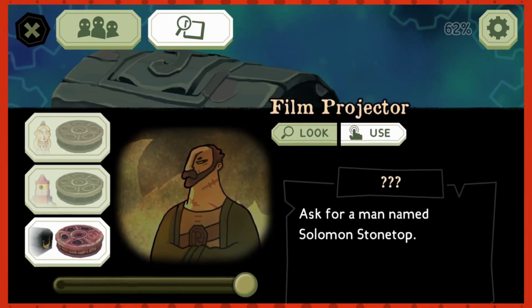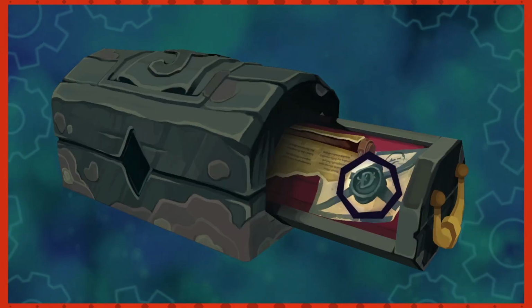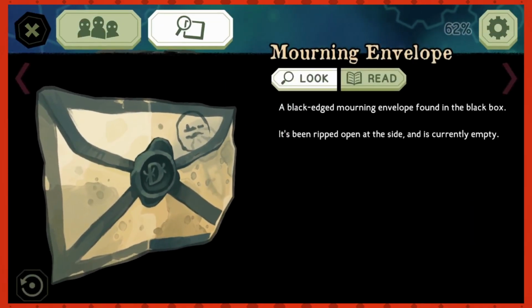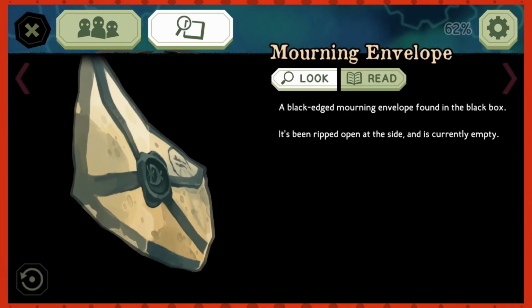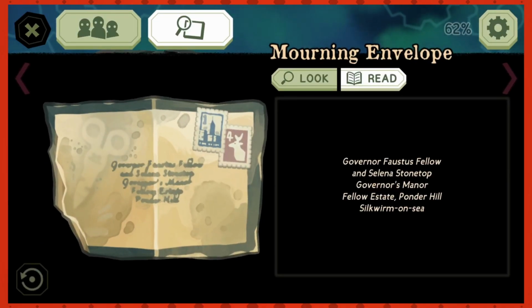The R? I need to know what the R stands for. It's an envelope. A mourning envelope. A black-edged mourning envelope found in the black box. It's been ripped apart at the side and it's currently empty. Governor Faustus Fellow and Selina Stonetop. Governor's Manor, Fellow Estate, Ponder Hill, Silkworm on Sea.